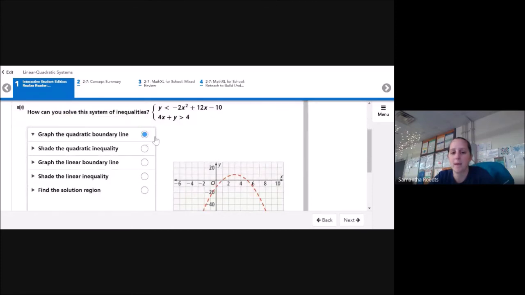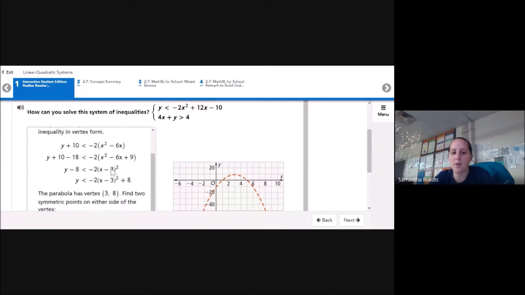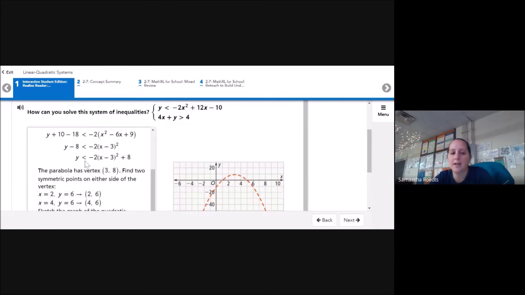Okay. So I can graph the boundary line, the quadratic boundary line. I complete the square to write the inequality in vertex form. y plus 10 is less than negative 2 times x squared minus 6x. y plus 10 minus 18 is less than negative 2 times x squared minus 6x plus 9. y minus 8 is less than negative 2 times the quantity x minus 3 squared. So y is less than negative 2 times x minus 3 squared plus 8.